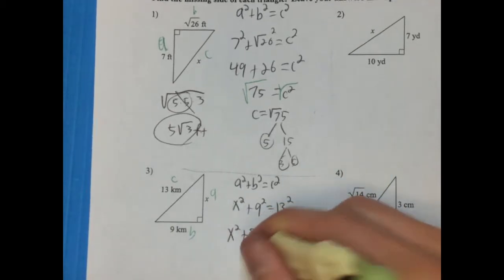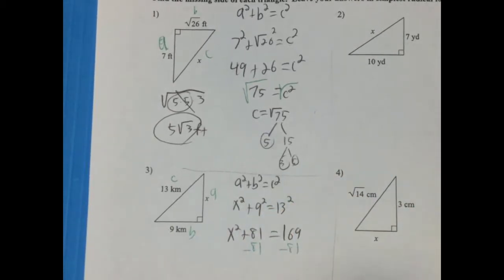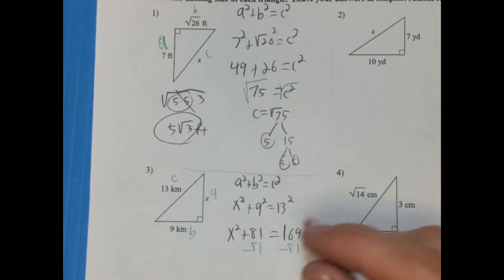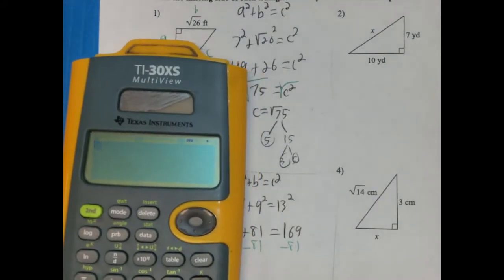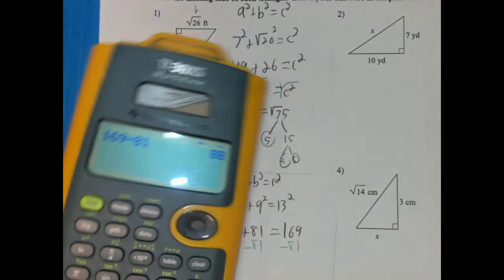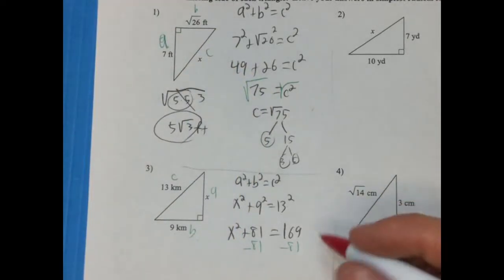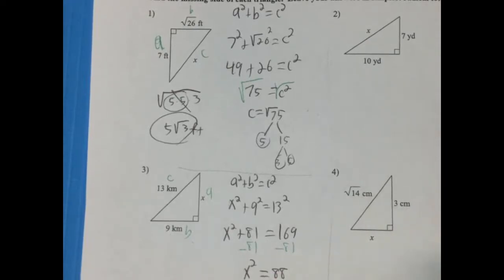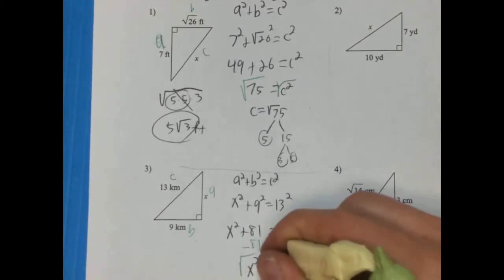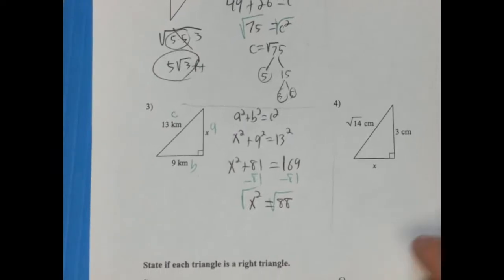Let's subtract 81 from both sides. I think it's going to be 87. Let's just double check. 169 minus 81. 88, sorry, 88. Okay. 88. And then we're going to square root both sides. And let's write over here so we have a little more room.